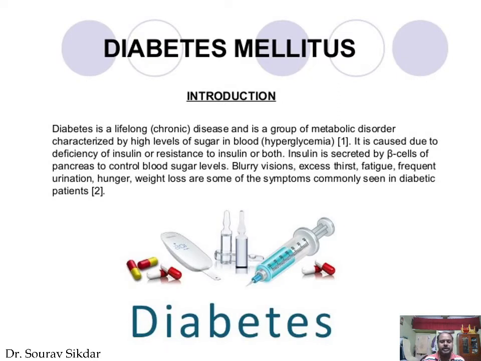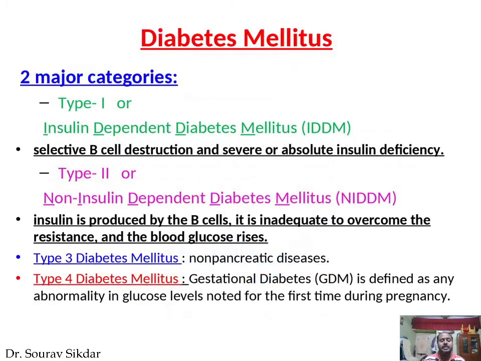So, diabetes mellitus. Diabetes mellitus is a chronic, lifelong disease, and it comes with problems like kidney problems, eye and vision problems, excess thirst, fatigue, not being able to do all the walks, frequent urination, hunger, and weight loss. All are common symptoms of diabetes mellitus. Diabetes mellitus is again of two types.